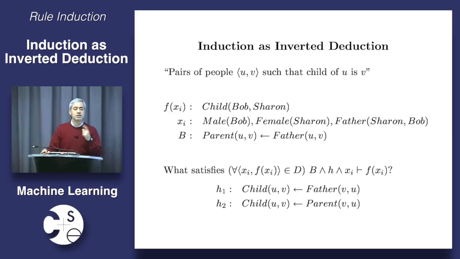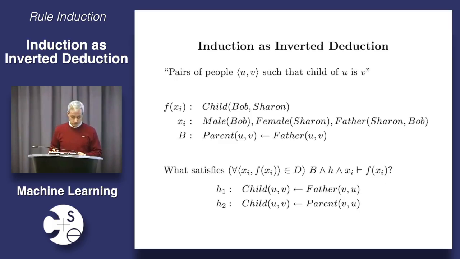And now you can think of what you used to arrive at that conclusion. You used the fact that if X is Y's father, then Y is X's child. You knew that. But the computer doesn't know that. We know what the computer knows. The computer actually knows something meaningful and potentially useful, which is that parent UV if father UV. But that's not enough. From male Bob, female Sharon, father Sharon Bob, parent UV, and so on, you cannot deduce that child Bob Sharon.